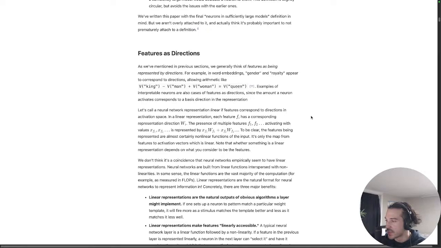To be clear, the features being represented are almost certainly nonlinear functions of the input. It's only the map from features to activation vectors which is linear.